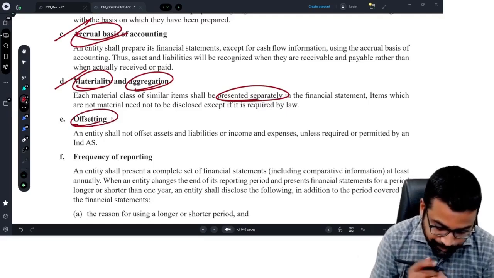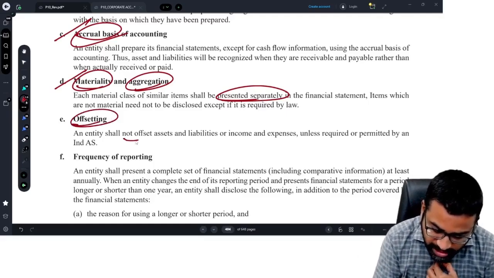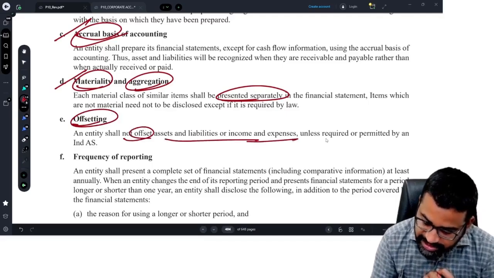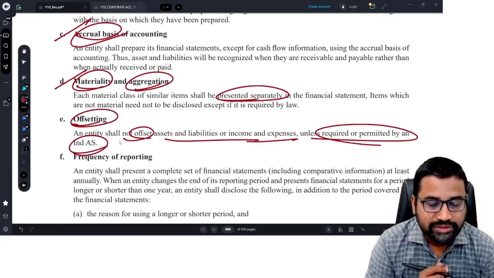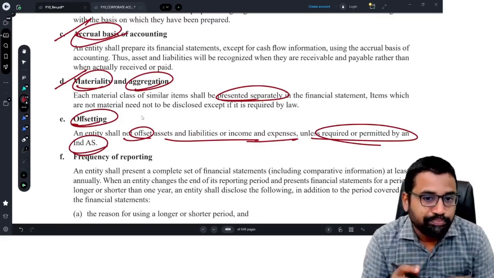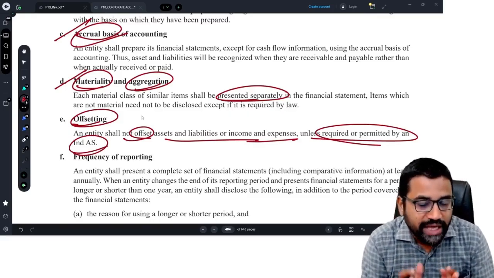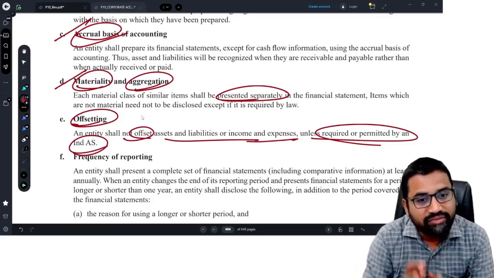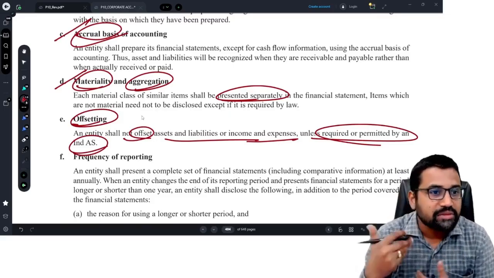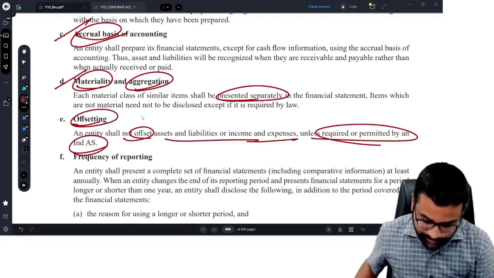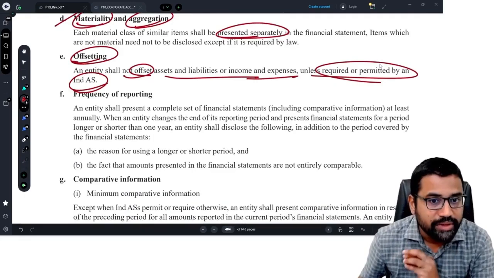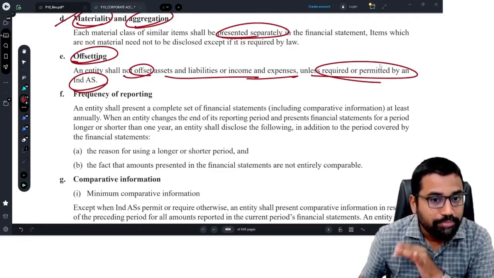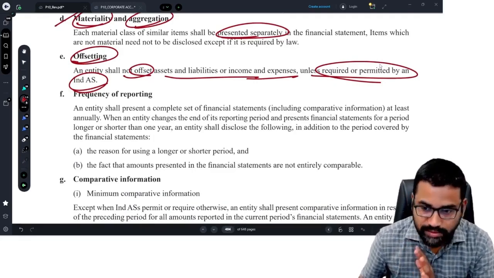So, offsetting. The entity shall not offset assets and liabilities or incomes and expenses unless required or permitted by an Ind AS. Important. So, they may ask, what is this offsetting? You cannot set off assets and liabilities. If it is required by law, you can. Similarly, incomes and expenses, you cannot set off. All these are minimum requirements. All these features are part of financial statements as per Ind AS 1.